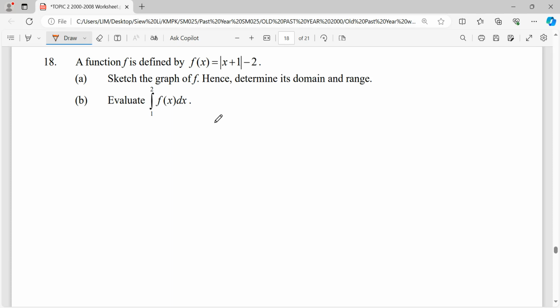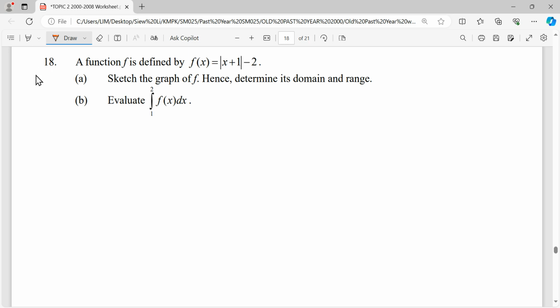Hi everyone, for this question it said a function f is defined by f(x) equals modulus x plus 1 minus 2. First, sketch the graph of the modulus, hence determine the domain and range. After that, we evaluate the integral from 1 to 2 for the function. So firstly, to draw the modulus graph.